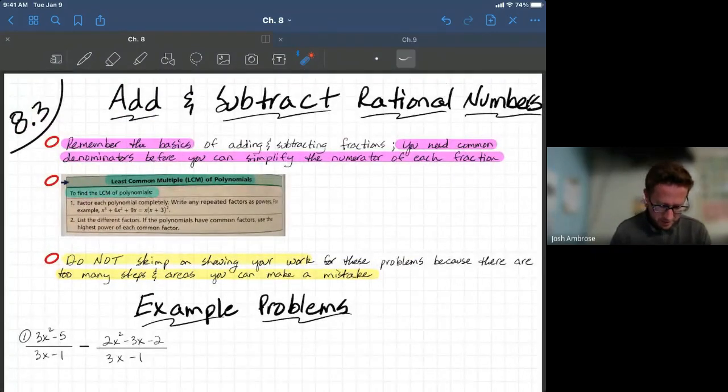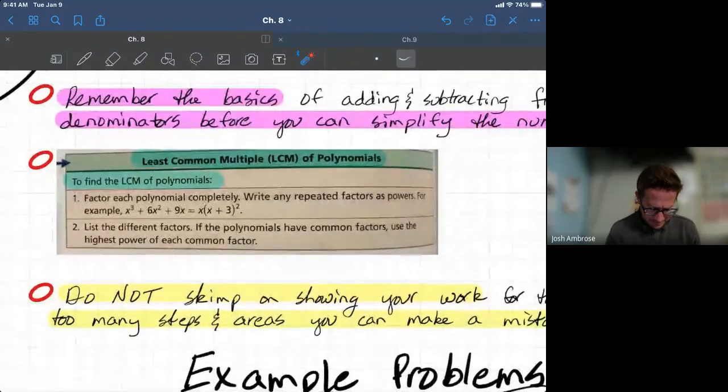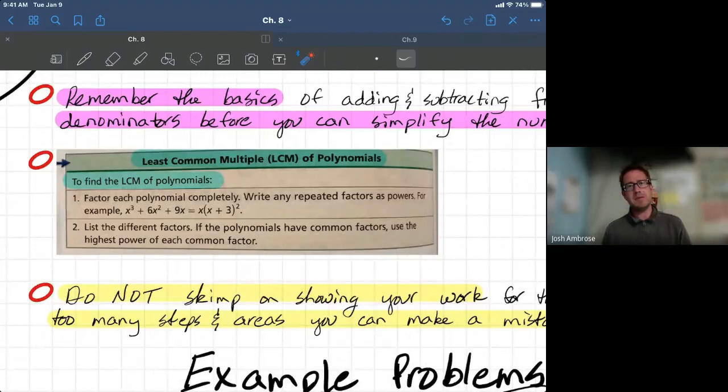Okay, so yes, remember the basics. That was me talking at the very beginning, all right? You need common denominators when you're working with fractions and adding and subtracting. That's kind of obvious, but when your common denominators are not simply just a number, then it becomes a bigger concept. Okay, so pay close attention, especially when they're asking you to do things like this. Find the LCM, least common multiple.